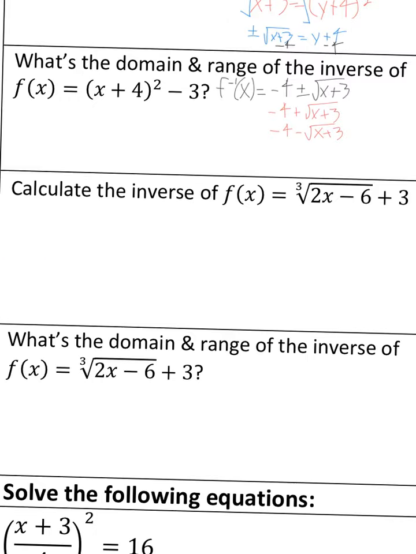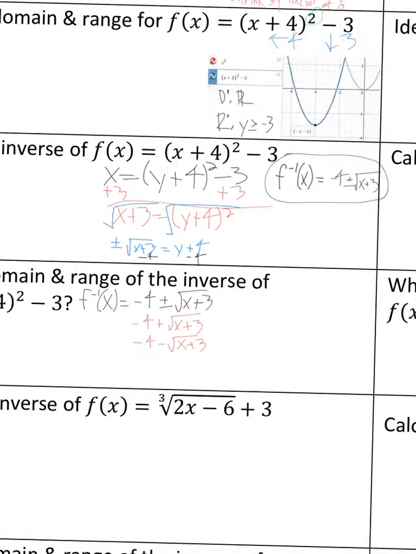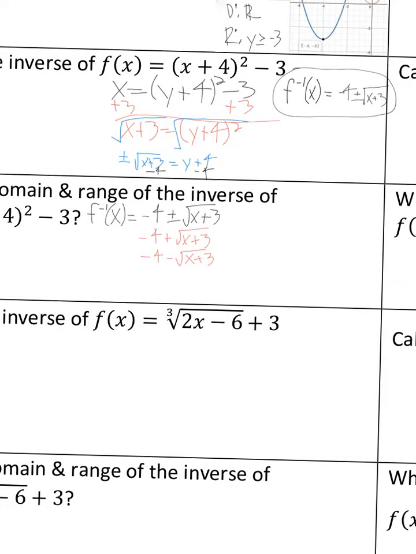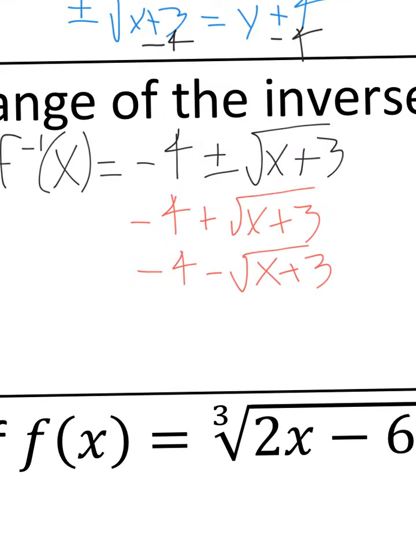With the next question, we're going to identify the domain and range of the inverse of the function. So I wrote down our previous answer, -4 plus or minus the square root of x plus 3. And remember, if you're going to type it in and look at the graph, there's no plus or minus symbol in the graphing calculator, so you need to type it in as two functions, -4 plus and -4 minus.